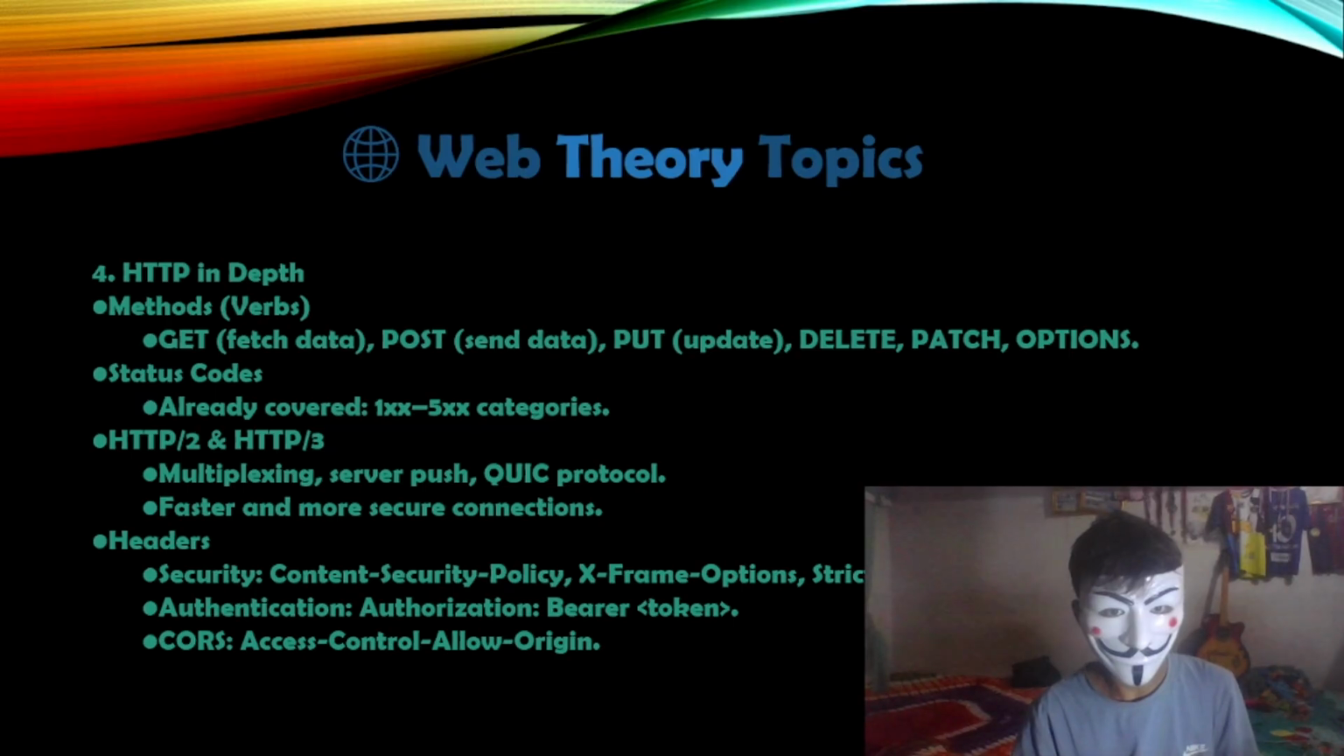And status codes we have already covered, and HTTP/2 and HTTP/3, where there is multiplexing, server push, QUIC protocol, those things. And the header section, like what data is stored in headers and sent to the backend. Security: content security policy, X-Frame-Options, information about our system and browser, and cross-origin resource sharing, Access-Control-Allow-Origin, and the application tab where our cookies are stored.